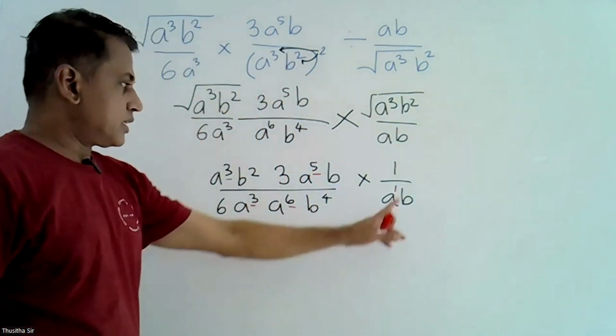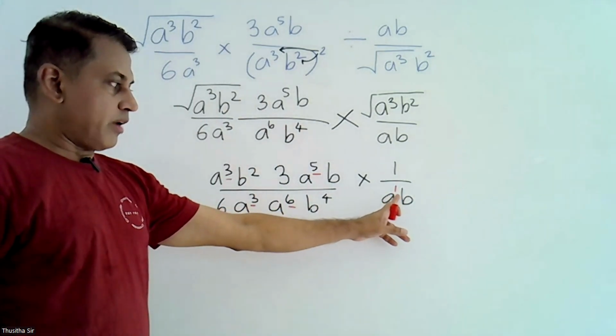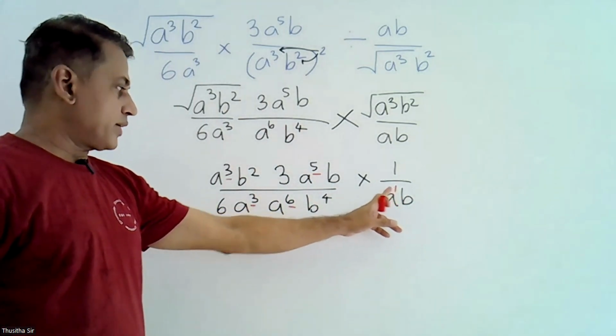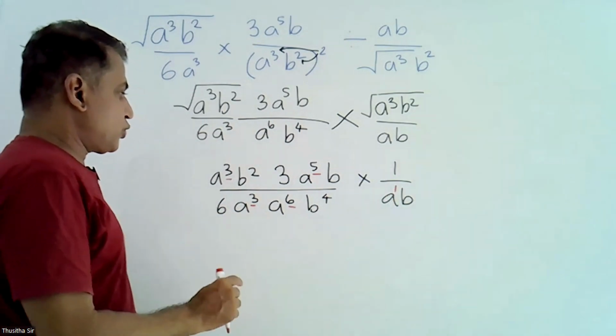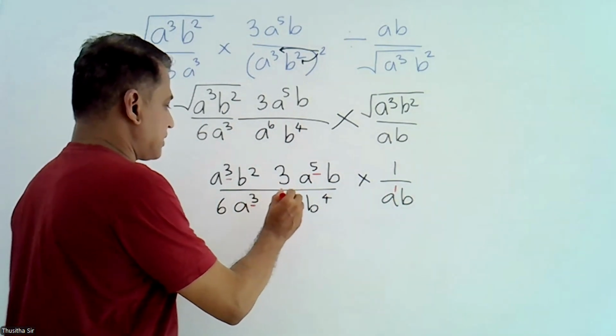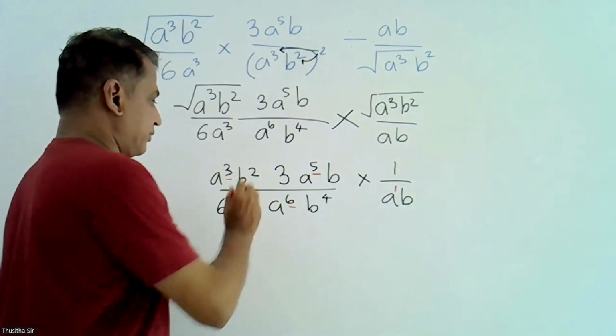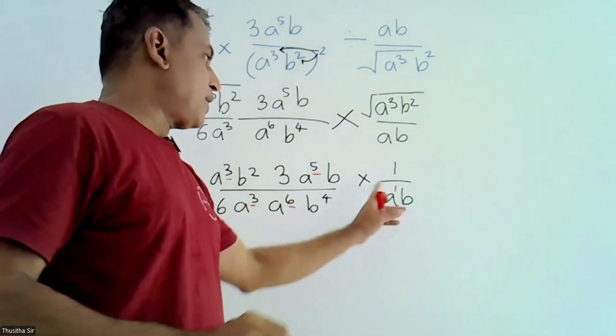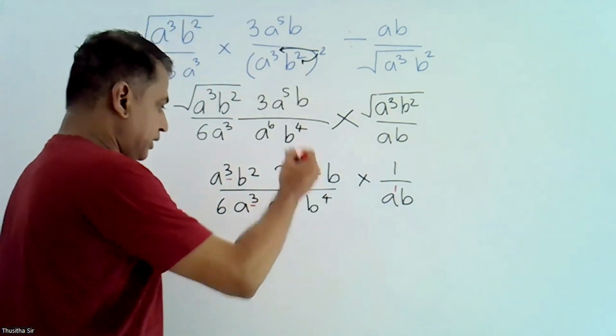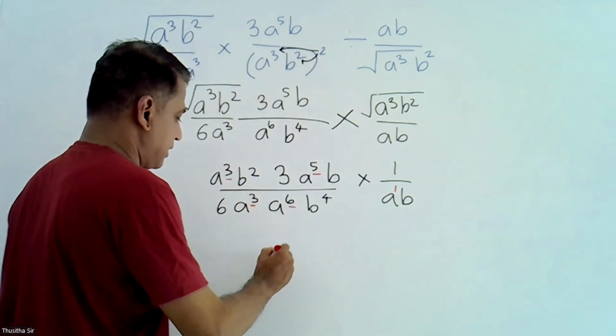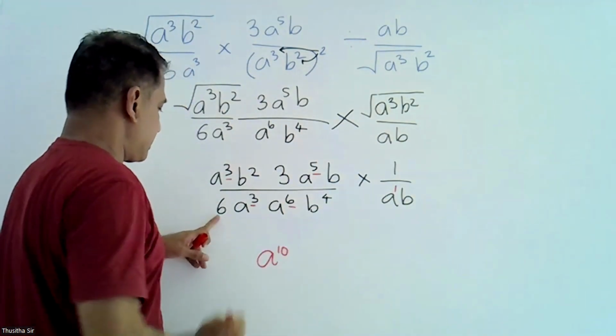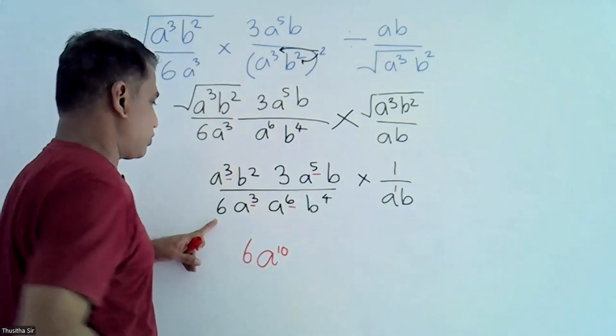So we can take this. We don't write it here, but we consider this as a 1. So now I am going to add this 3 plus 6 plus 1. 3 plus 6, 9. 9 plus 1 is 10. So then bottom is a power of 10. The 6 remains as here, no change.